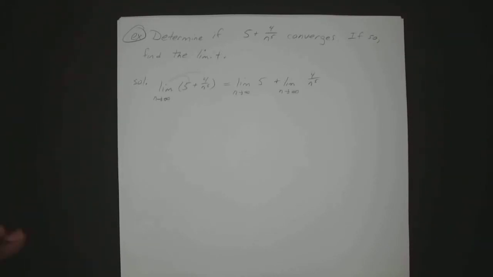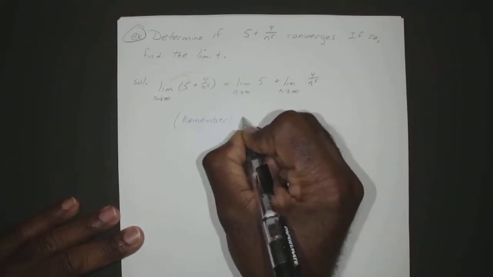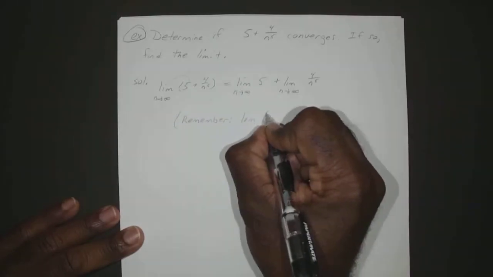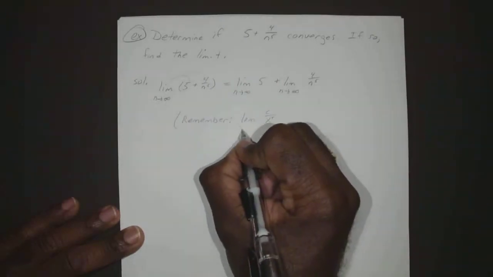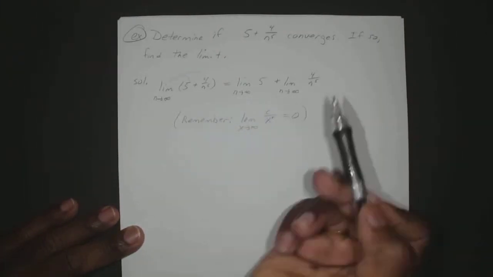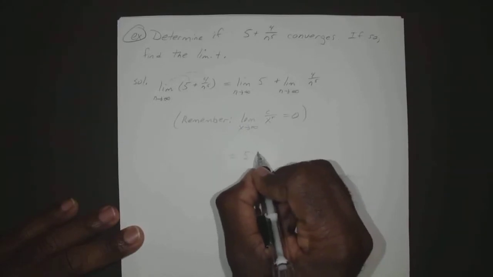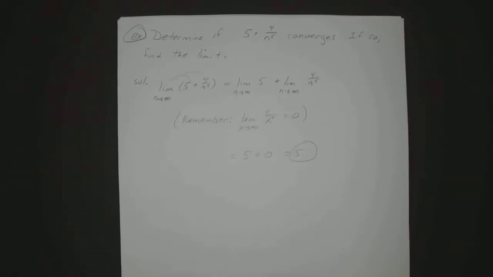Okay. Now from Calc 1, you just remember that the limit of any constant over x to the whatever, in this case n, as x approaches infinity is just 0. So this just becomes 5 plus 0, which is 5. So hopefully this looks familiar. All right, any questions?